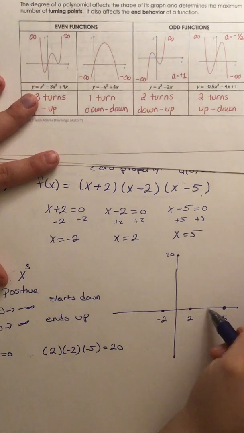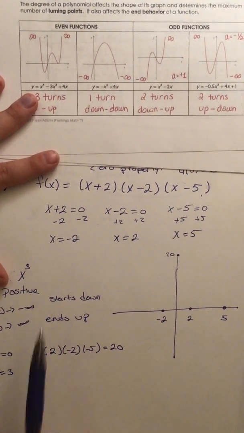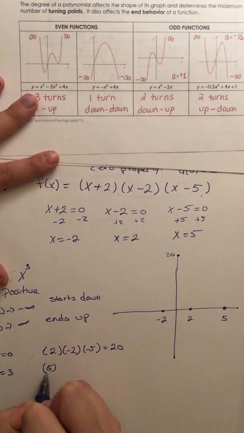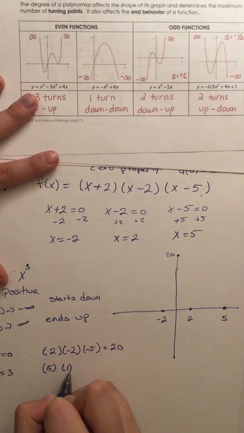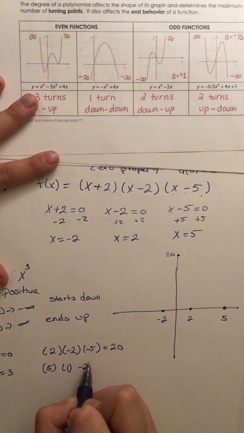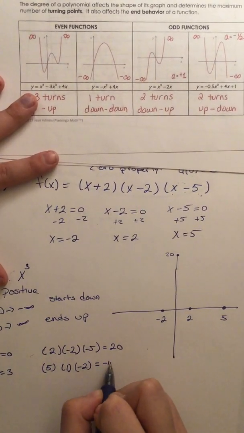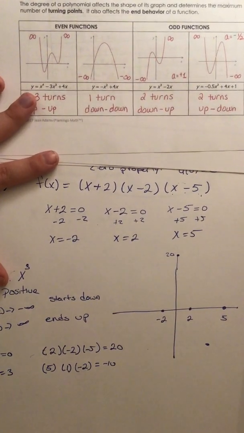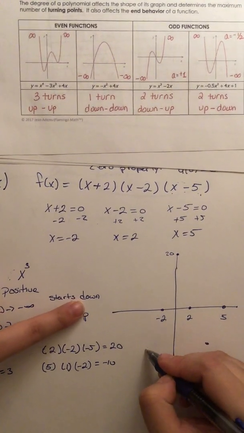And then if we pick a number like, let's say 3, when x equals 3, 3 plus 2 is 5. 3 minus 2 is 1. 3 minus 5 is negative 2. When we multiply that, we get negative 10. So then we have one kind of down here. So we know that it starts going down. So we're going to be way down here.